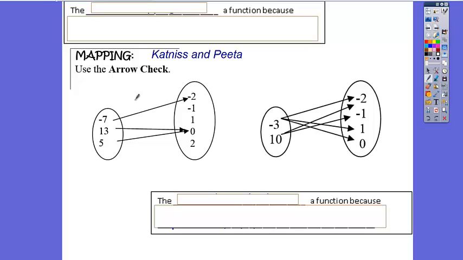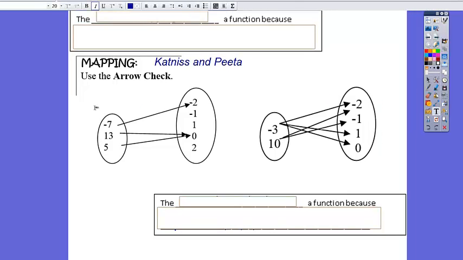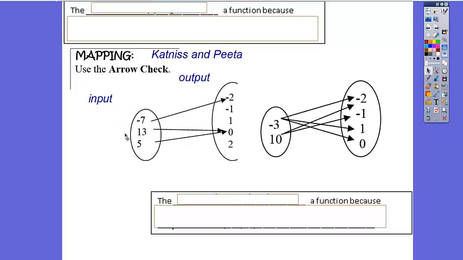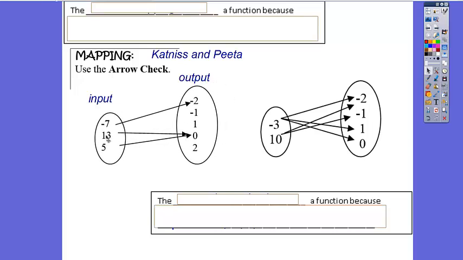So when we look at a mapping diagram, we know this first one is always our input, and the second one is always our output. And I like to think of my inputs like I'm thinking about Katniss and Peeta. As long as each arrow, so each input, hits a different output, we're okay.